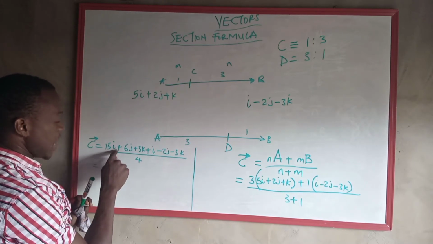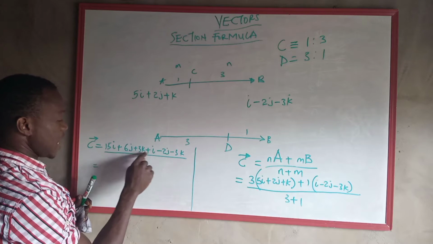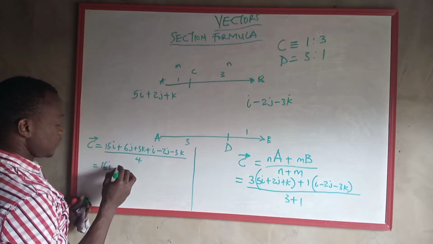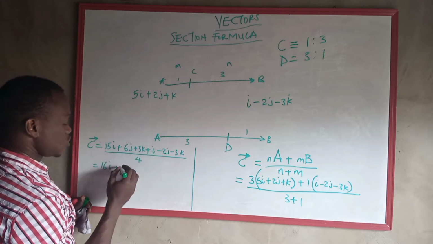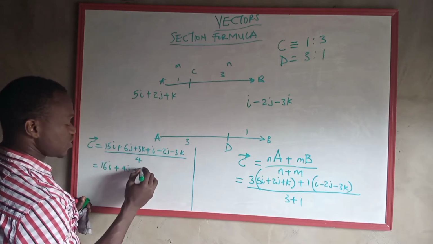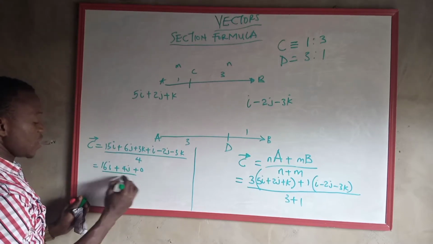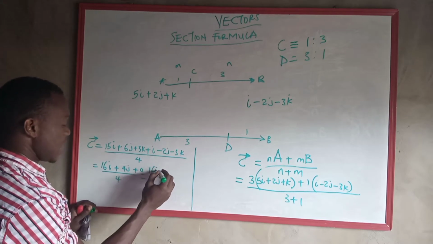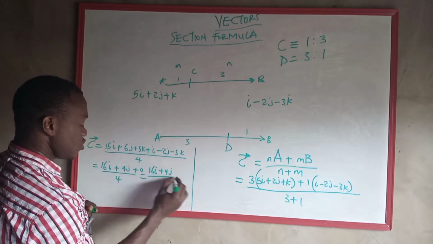So we collect like terms. We have 15i here, we have 1i. So 15i plus i gives us 16i. Then we have plus 6j minus 2j gives us 4j. Then we have 3k minus 3k gives us 0, over 4. So we have 16i plus 4j over 4.